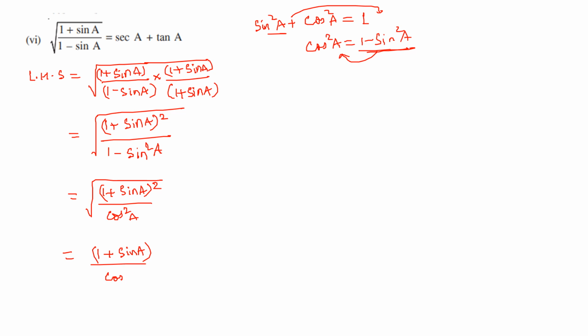Now what will happen? Till here I have got. Now after that, again I will write it as 1 by cos A plus sin A by cos A. Okay. Already I have explained why I can write like that. Now 1 by cos A is sec A plus sin A by cos A is tan A, and if you see, this is only your RHS. Okay. So this was a simple question. You have to remember that in such type of question you have to rationalize it. If you rationalize, then your denominator will not have any root over it. Okay. Now moving to seventh question.